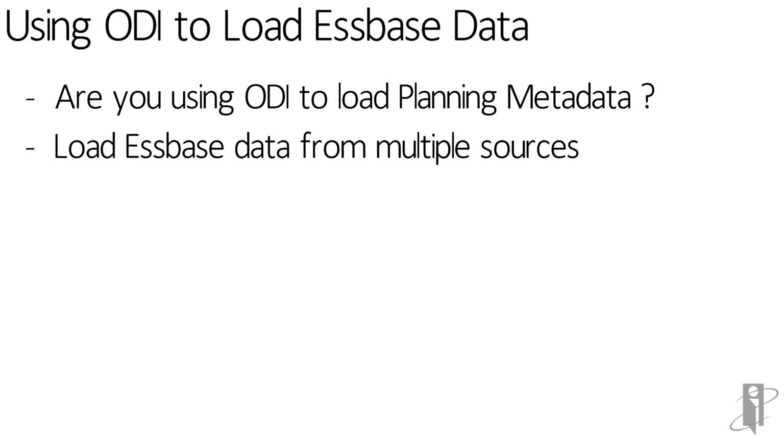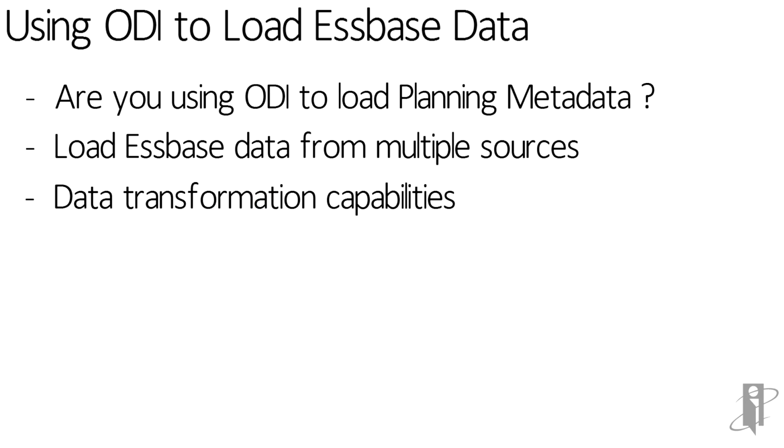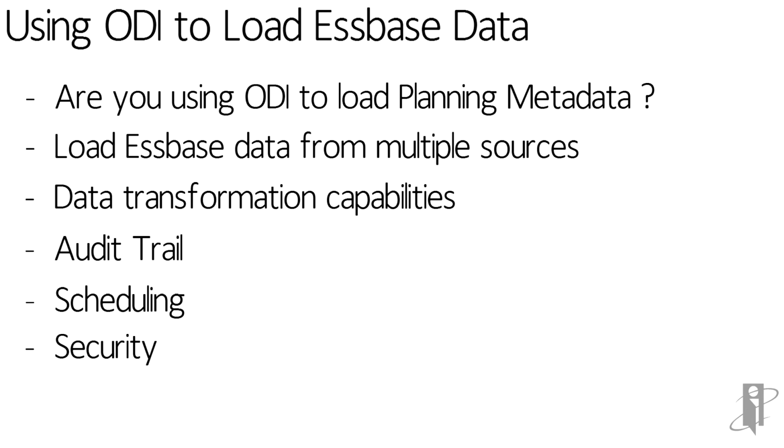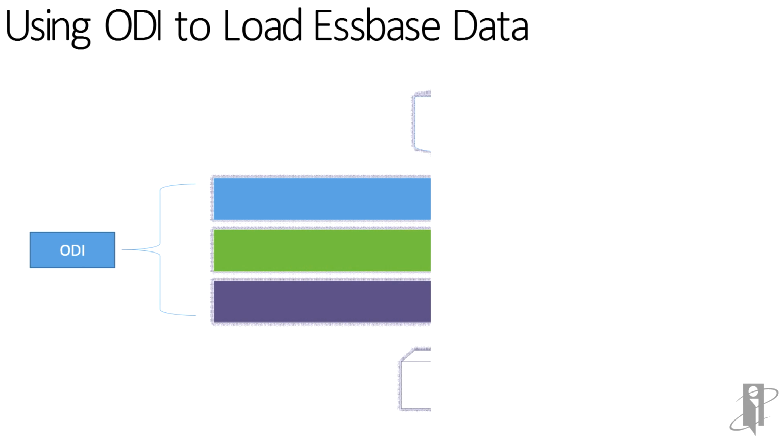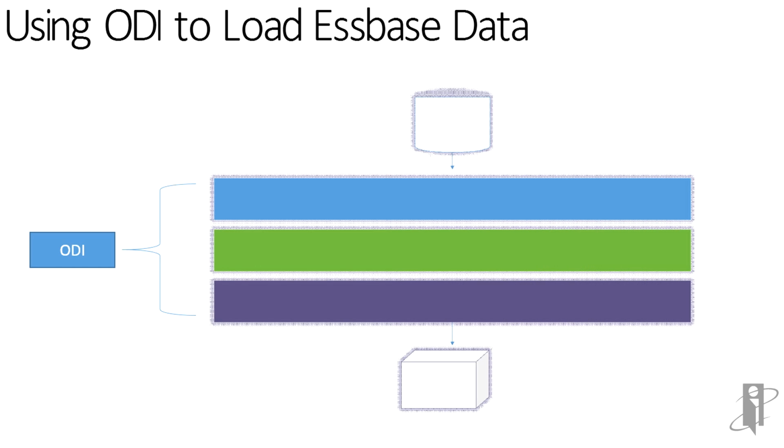You have a need to load Essbase data from multiple systems, such as your GL or your Salesforce system. You need SQL-type data transformations from the source system to the target system. Perhaps you have a need for audit trail functionality. ODI also comes with its own scheduler. Security, such as who can run a job or who can see the data flows or edit SQL transformation code, is available in ODI. This diagram shows how the data flows through ODI.